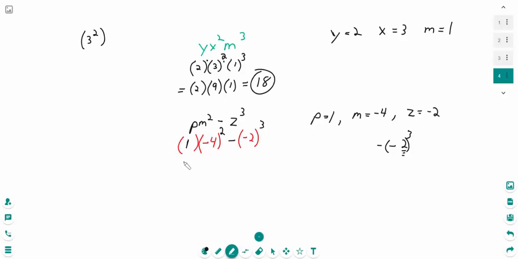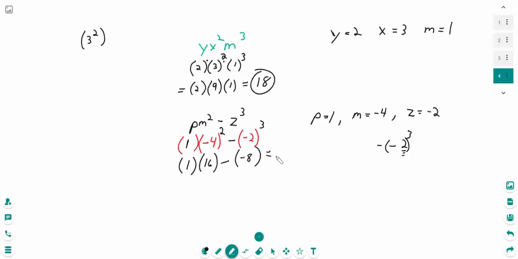All right? So now we can multiply it out. So we have, let's get rid of our exponents. We have our 1. We'll leave that alone. We have a negative 4 squared, which is going to be a positive 16. Then we have our minus sign. We have a negative 2 raised to the third, which is going to be a negative 8, right? Negative 2 times negative 2 times negative 2.